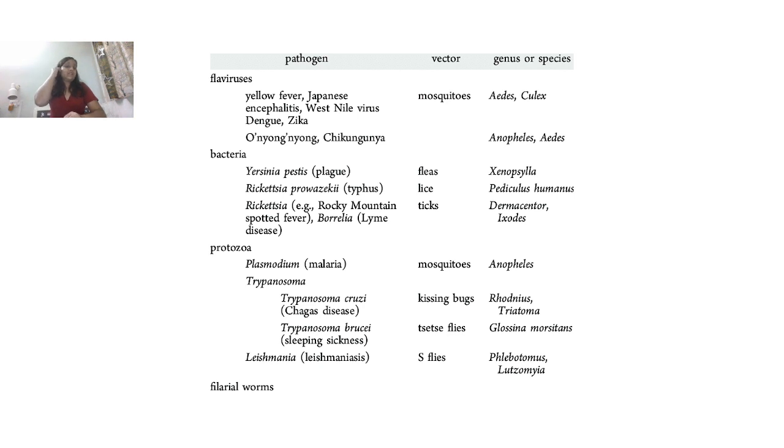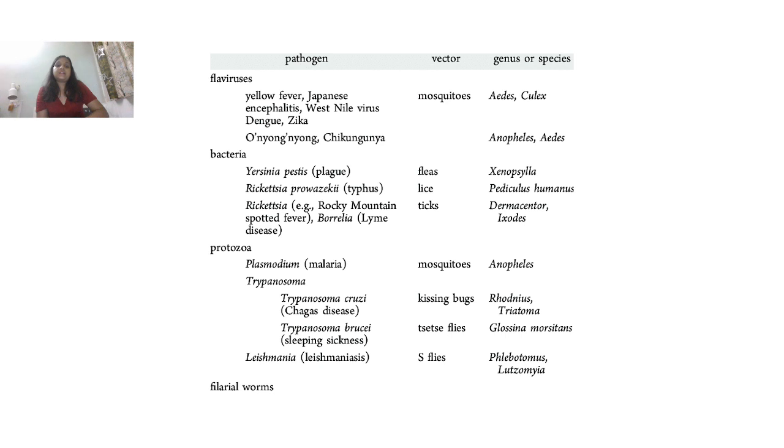Number one is flaviviruses. Examples include yellow fever, Japanese encephalitis, West Nile virus, dengue virus, Zika virus, chikungunya virus, Onyong-nyong virus. The most common in India is obviously dengue among these. So the vectors of all these viruses are mosquitoes, and the genus or species are Aedes or Culex. So Aedes aegypti is the carrier for dengue, and Culex can also cause others like Zika.